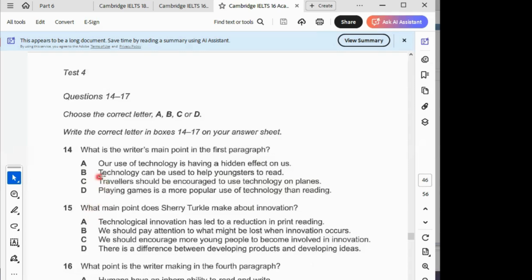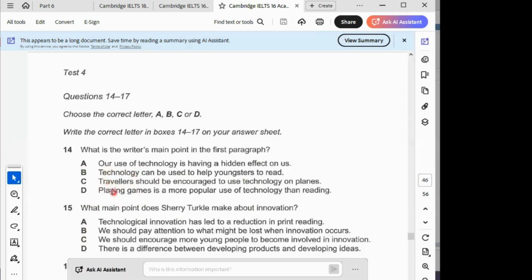Now look at option B. Technology can be used to help youngsters read. No, that's not the point. In that paragraph, they talked about adults reading email. So it's not about technology helping youngsters, it's about technology affecting everybody. So this issue of helping youngsters to read is not the point of paragraph A. In fact, in their place, they wrote that youngsters play video games. So option B is not supported.